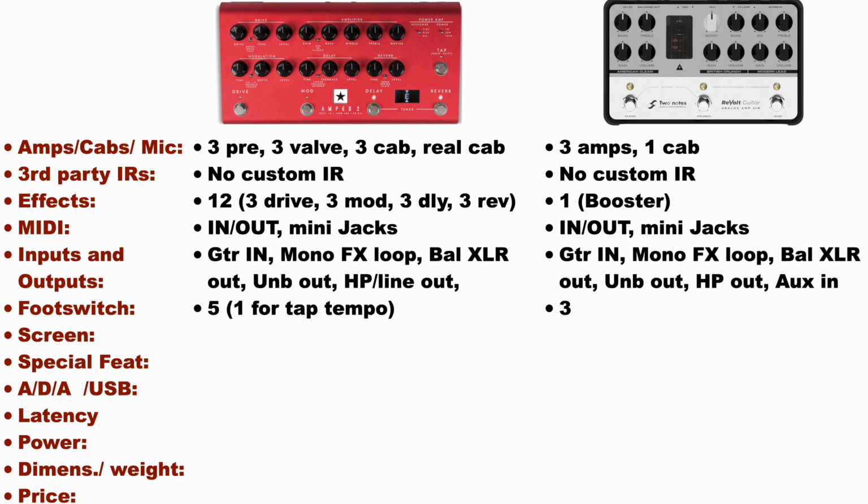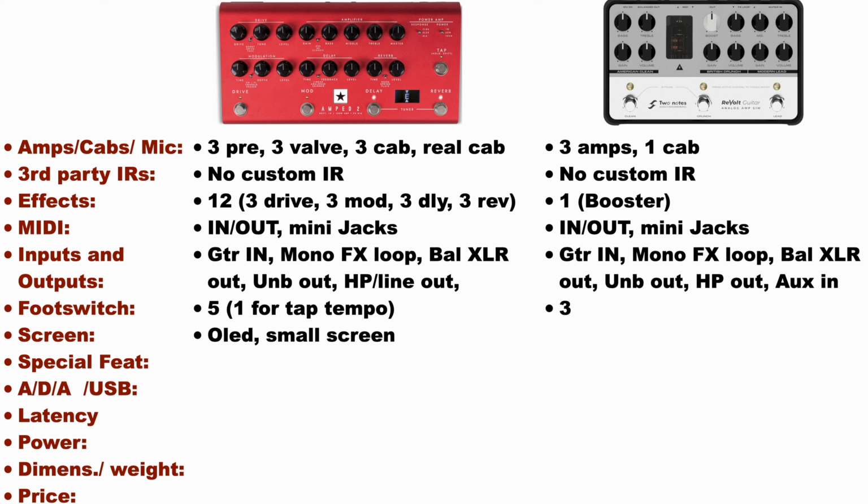The Amped 2 has 5 foot switches to switch on and off the effects, and 1 for the tap tempo. On the other hand, the ReVolt has 3 foot switches, each one to be used to select the amp of your choice among the 3 available, and they can be used also to switch on and off the booster, long pressing the corresponding amp foot switch.